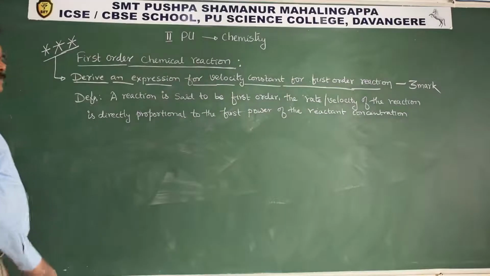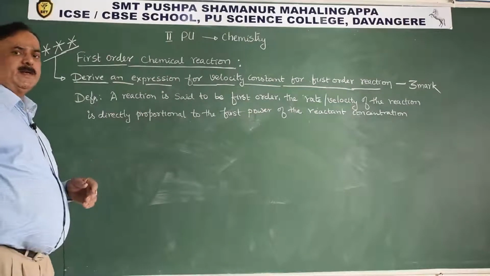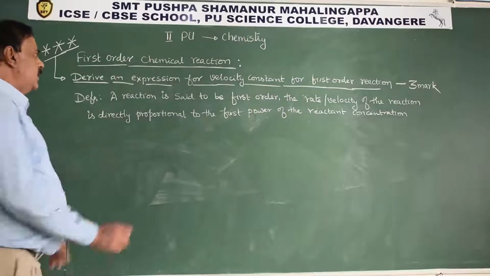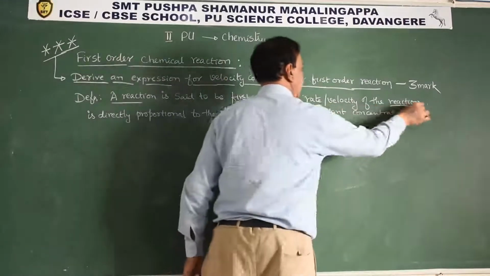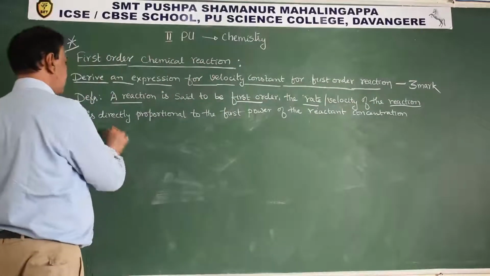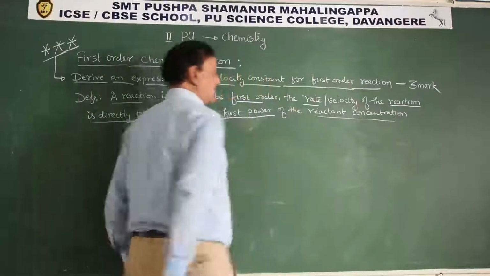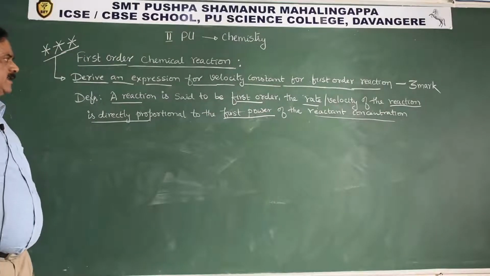This is the definition of the first order reaction. Before starting the derivation of the first order reaction, you have to define what a first order reaction is. A reaction is said to be first order if the rate or velocity of the reaction is directly proportional to the first power of the reactant concentration.